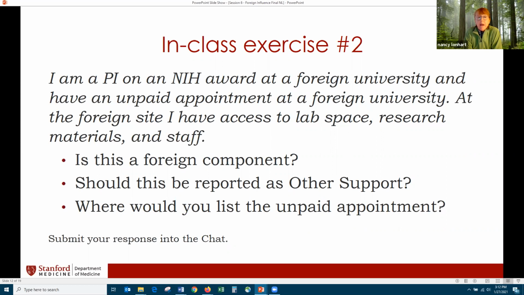Super. I am PI on an NIH award at a foreign university and have an unpaid appointment at that foreign university. At the foreign site, I have access to lab space, research materials, and staff. My questions to you are: one, is this a foreign component? Yes or no? Should this be reported as other support? Yes or no? And where would you list the unpaid appointments? You can put your responses into the chat. Lot to think about here.